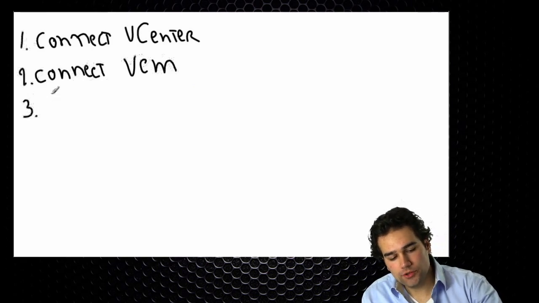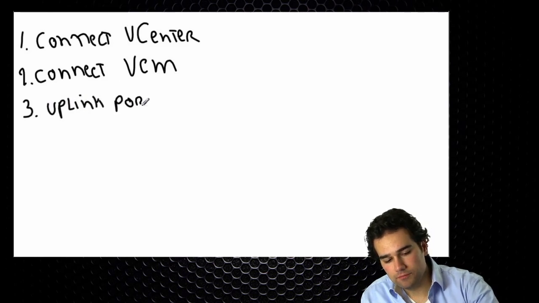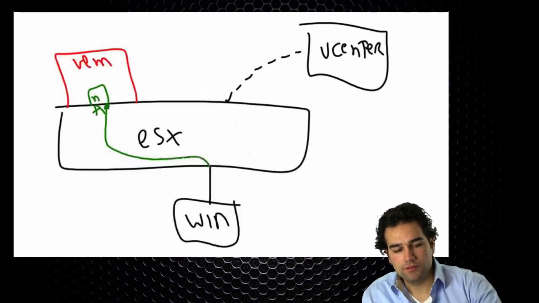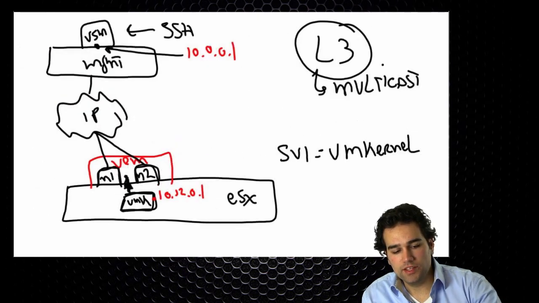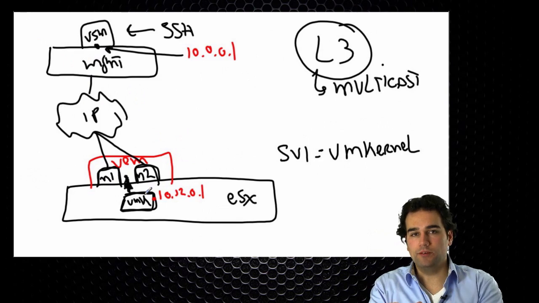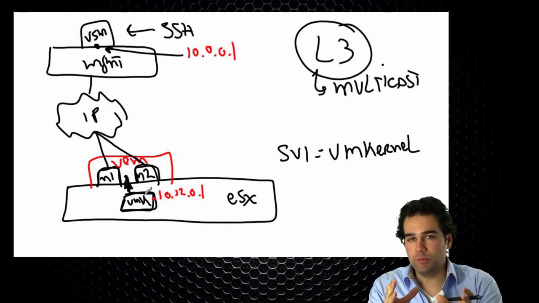Then the third item is configure an uplink port profile. So before I can add a server to the VEM, I need to make sure that I can place these network ports into a certain profile. So I need at least one uplink port profile.